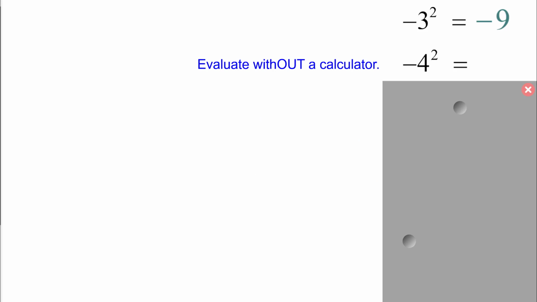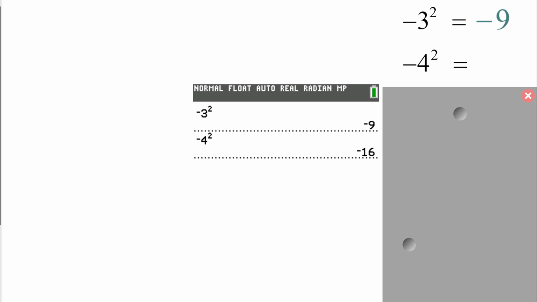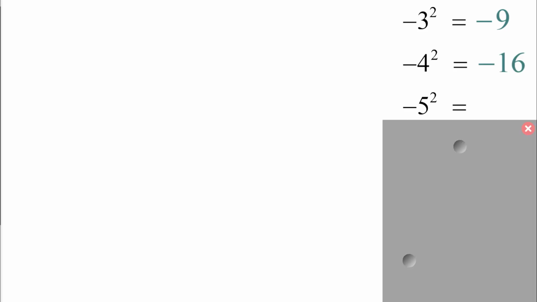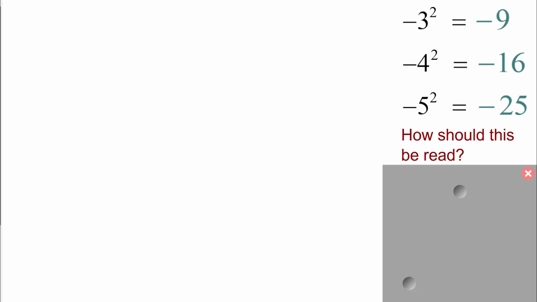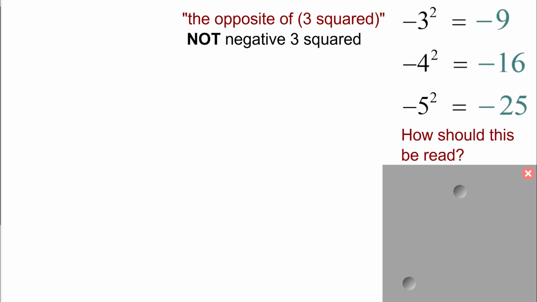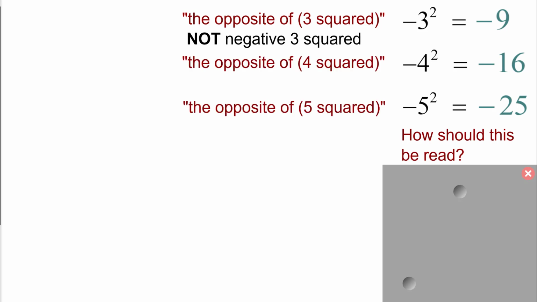Same thing with this expression, evaluate without, evaluate with, and we get -16. And then this one, of course, we get -25. So how should this be read? We're hoping that they'll read it the opposite of 3 squared, or 3 squared and then take the opposite. Not -3 squared, that would be misleading.